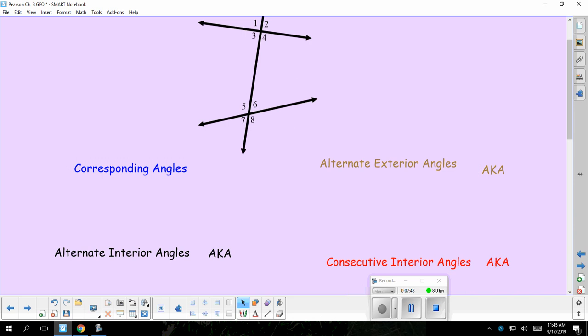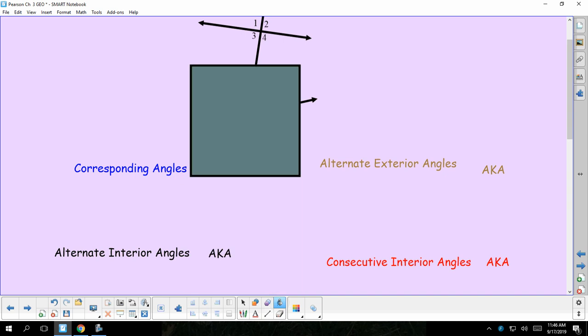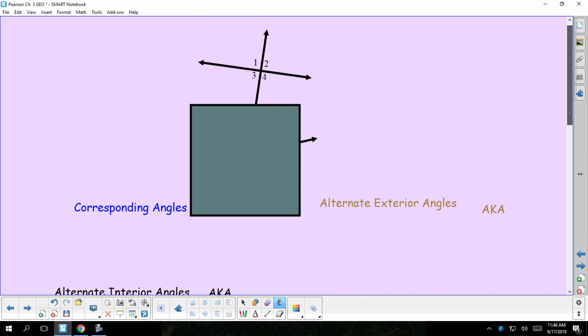All right. So defining angle pairs and angle relationships. Corresponding angles is our first one. If I have two lines cut by a transversal, notice that we have 8 angles created. We've already looked at, if I just look at one set of these, say this top set of angles.